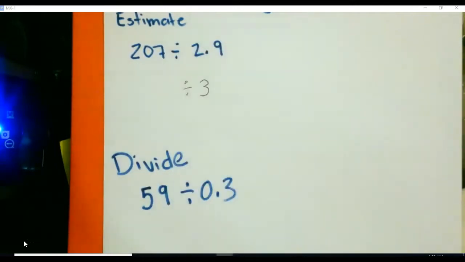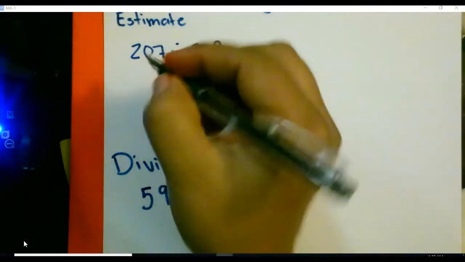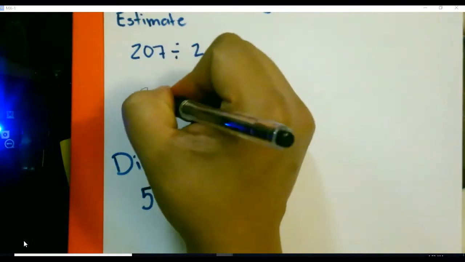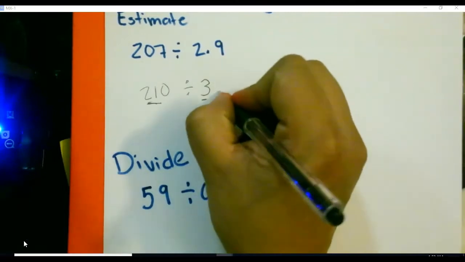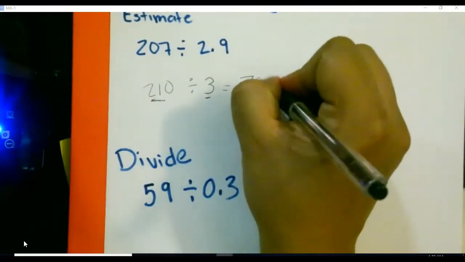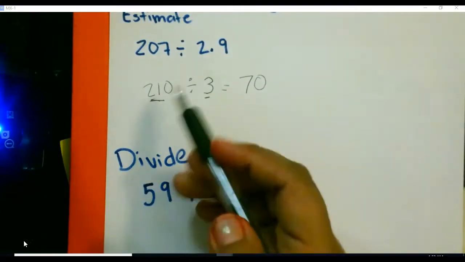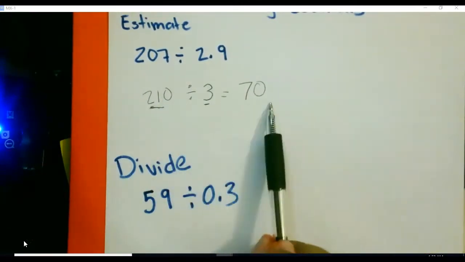And then 207, well, what number will be compatible? Think about it. So this really, you just have to really think. 207, if I make it 210, it gives me a 21 there. So that will be workable because I know that 21 is a multiple of 3, right? If I multiply 3 times 7, I get 21. So I'm going to divide 21 divided by 3 is equal to 7, and then I carry over the 0. So that would be 70. So in my estimation, 210 divided by 3 equals 70.